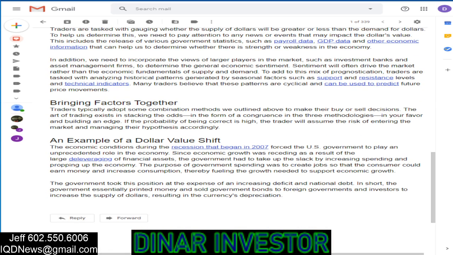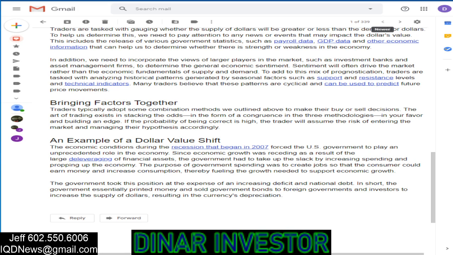And let's look at these last two lines. It says bringing factors together. Traders typically adopt some combination of the methods we've outlined above to make their buy and sell decisions. The art of trading exists in stacking the odds, in the form of congruence of three methodologies, in favor of building an edge. If the probability of being correct is high, the trader will assume the risk of entering the market, managing their hypothesis accordingly.